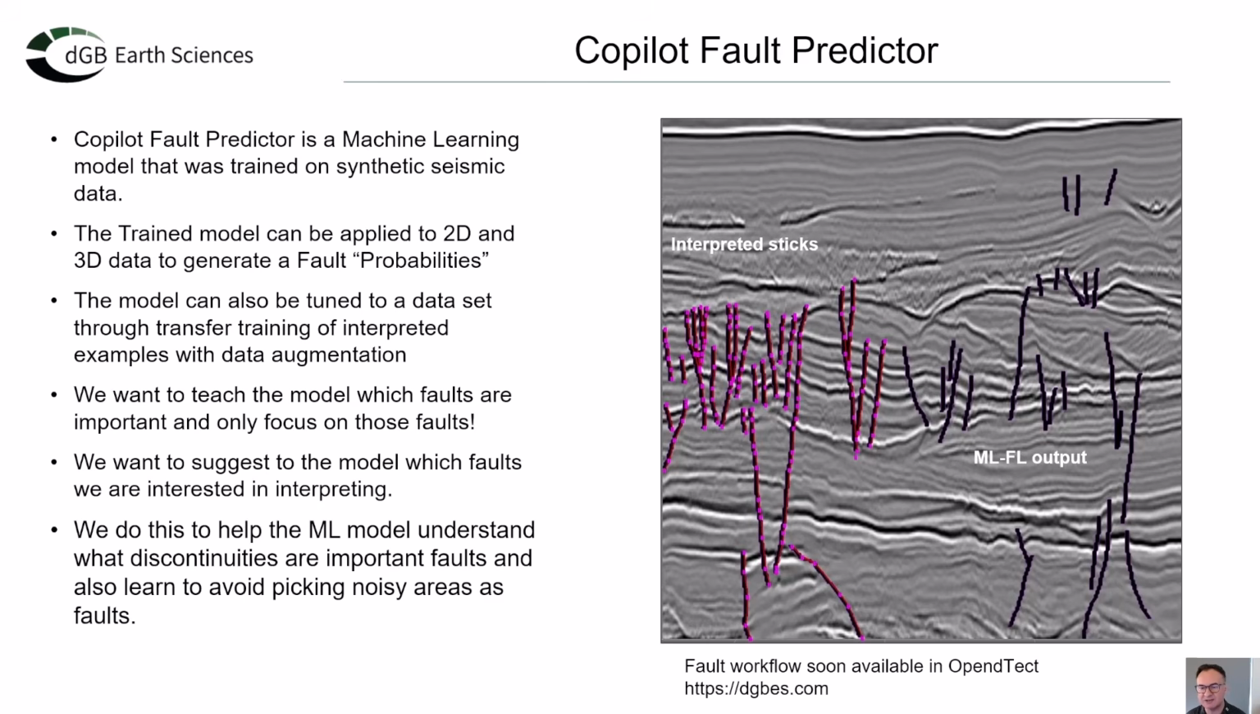The whole idea here is that we want to pick like a human does, and rather than have one machine learning model that extracts tens of thousands of potential faults, what we want to do is pick some major faults and then have the machine learning model learn that these are the faults that we want to pick, and it will then help us pick similar faults on this line and potentially on the next line, and then help us join those together.